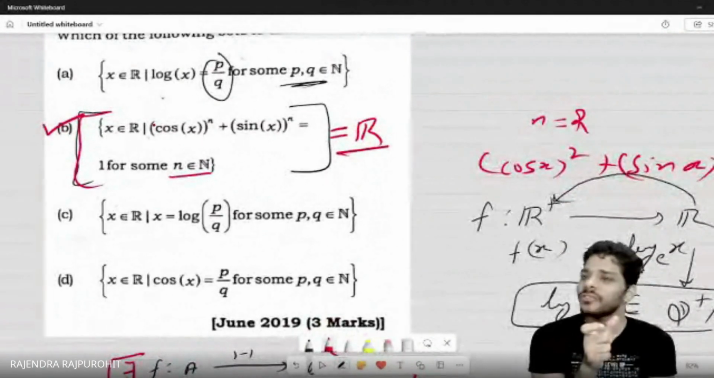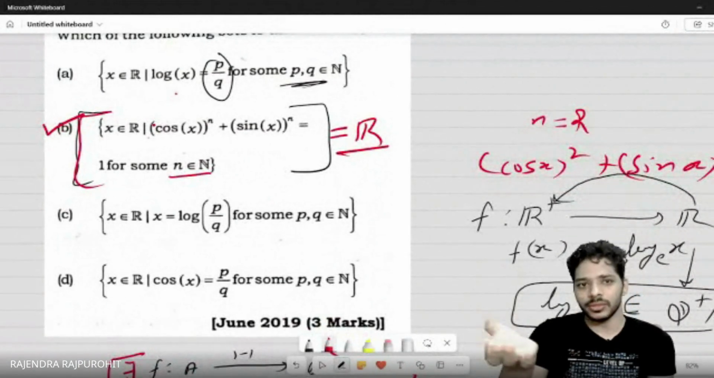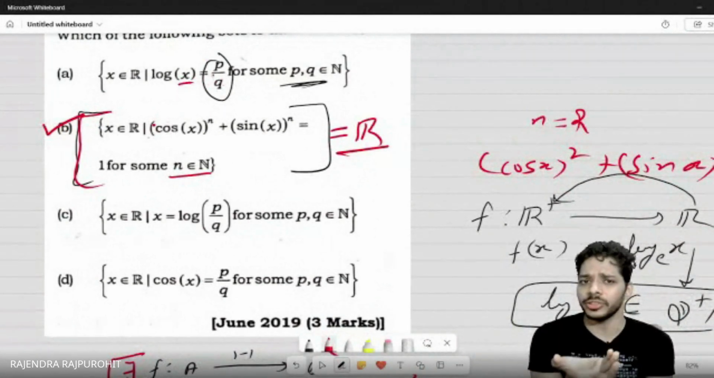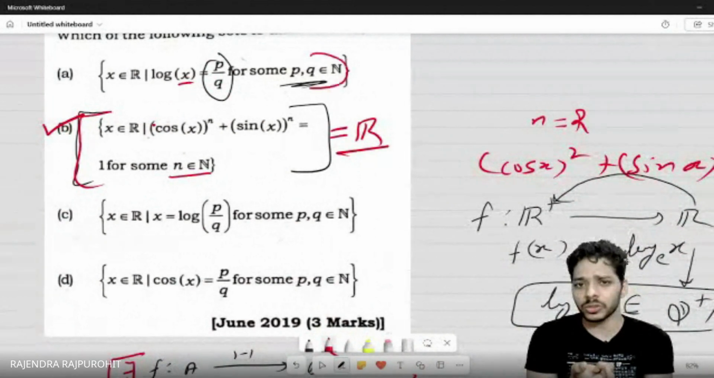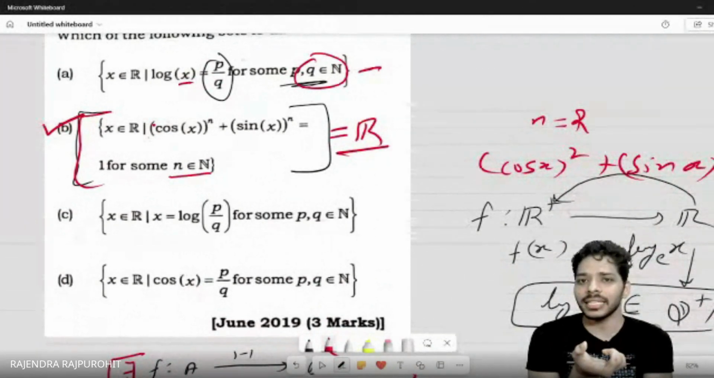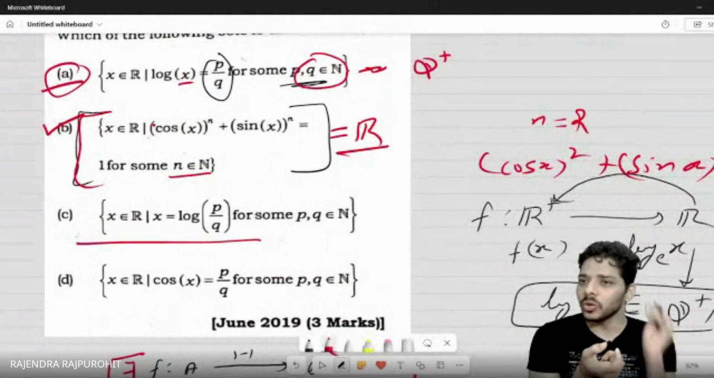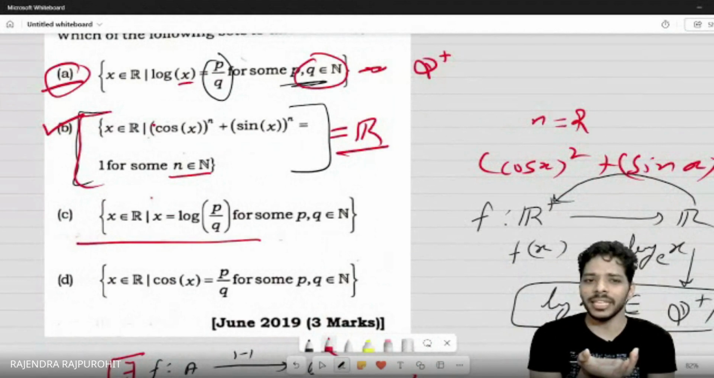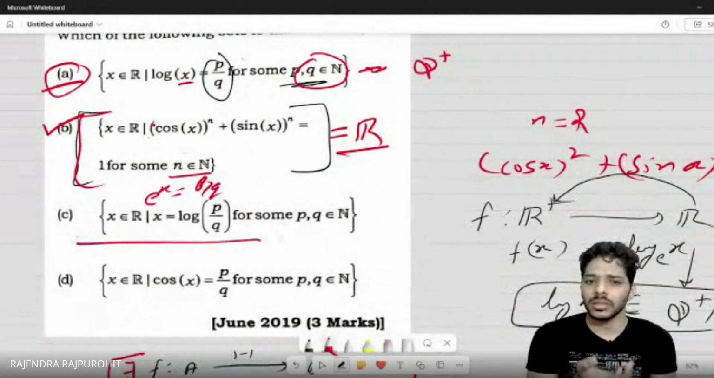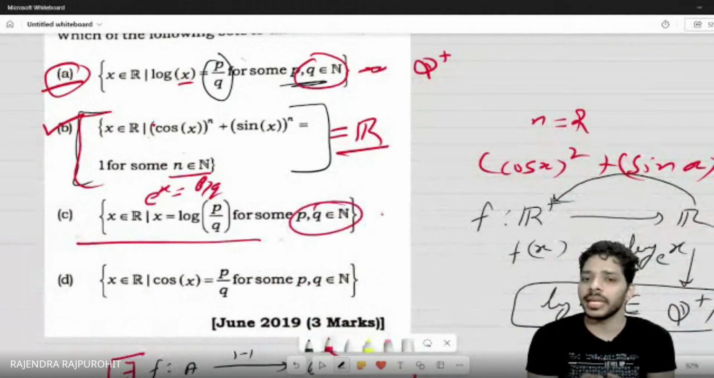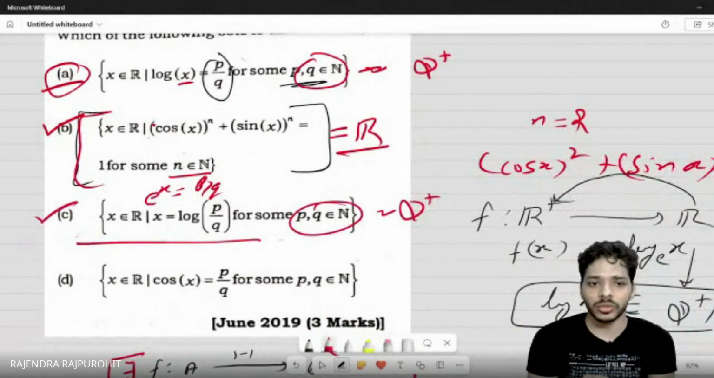So since the logarithmic function is 1-1, I can easily say that the number of all such x for which you get p by q is the same as how many p by q you have, and p by q for p, q belonging to natural, as many as positive rational numbers you have. That means this set has cardinality exactly as many as there are positive rationals, and hence it is a countable set. Similarly, how about option C? It's just the inverse. You apply e to the power x equal to p upon q. Now the exponent function is also 1-1. So how many x can you have? As many as p upon q you can have. And how many p upon q can you have? As many as positive rationals, so this is also countable.